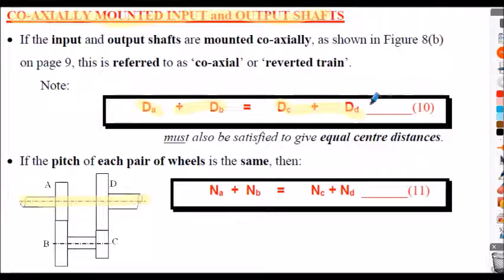Also, if the pitches are the same on the gears, then we can write the relationship not in terms of diameters but just in terms of number of teeth. We know this relationship. We've used it many times now. So instead of having dA plus dB equals dC plus dD, we can write NA plus NB is equal to NC plus ND. So same equation really, but in a different quantity, number of teeth. So those are the equations we can use.